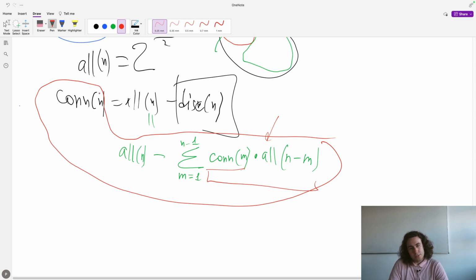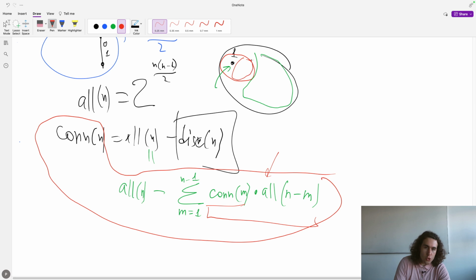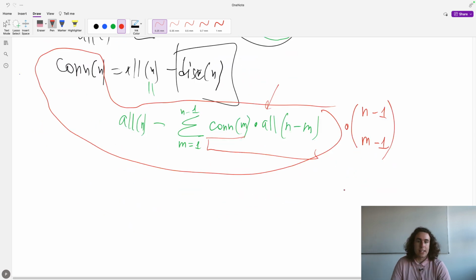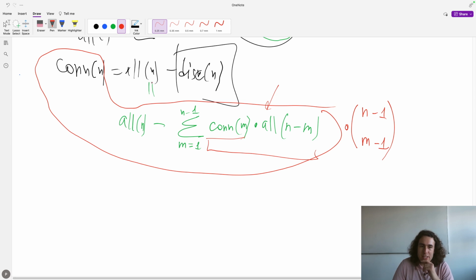Wait, actually I think this formula is not correct, right? Because I not only need to create a connected component on m vertices, I first need to choose which vertices are going to be in the connected component of 1. There are n minus 1 vertices except for one, and then you choose m minus 1 out of them. So this is actually a little bit more complicated than a convolution, but if we simplify this formula, we can see that it's similar, right? So this is just (n minus 1) factorial over (m minus 1) factorial times (n minus m) factorial, right?